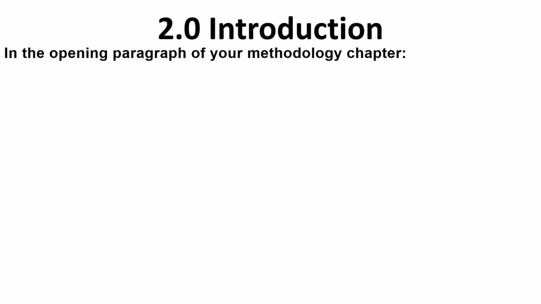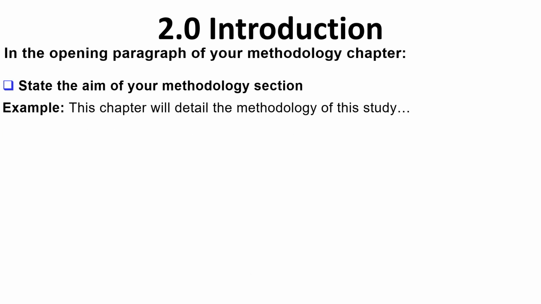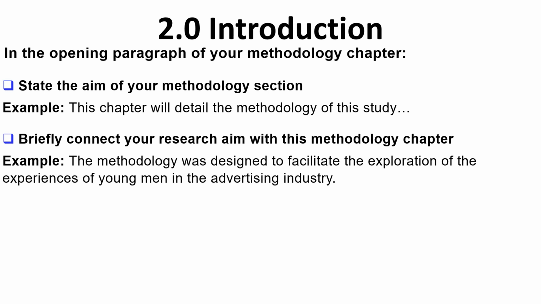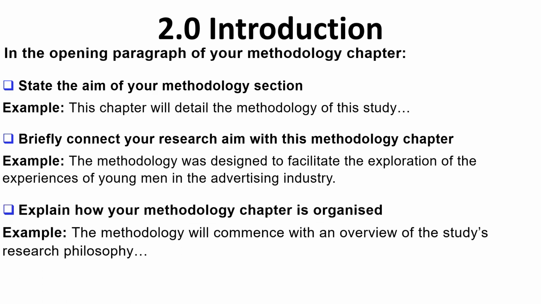So the first section in your methodology chapter is an introduction paragraph. You should try to start every chapter of your dissertation with a mini introduction like this. State the central aim of the methodology chapter. Connect your research aim with this methodology chapter. And lastly, at the end of this paragraph, explain how your methodology is organized.